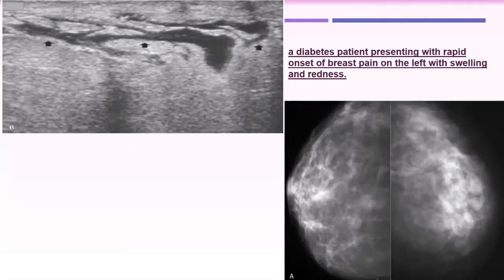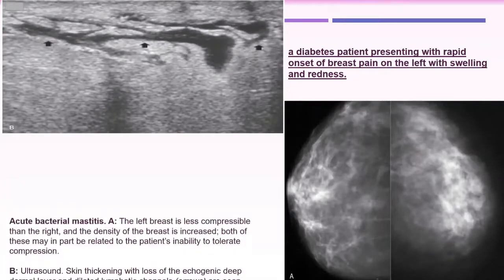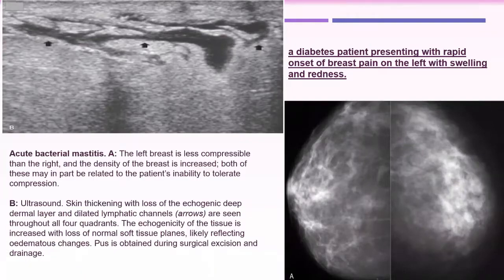Secretory mastitis? No. Diabetic mastopathy? I don't know diabetic mastopathy. The patient is diabetic, which means bacterial infections are expected. This is bacterial mastitis, acute bacterial mastitis. The clue is in the history.